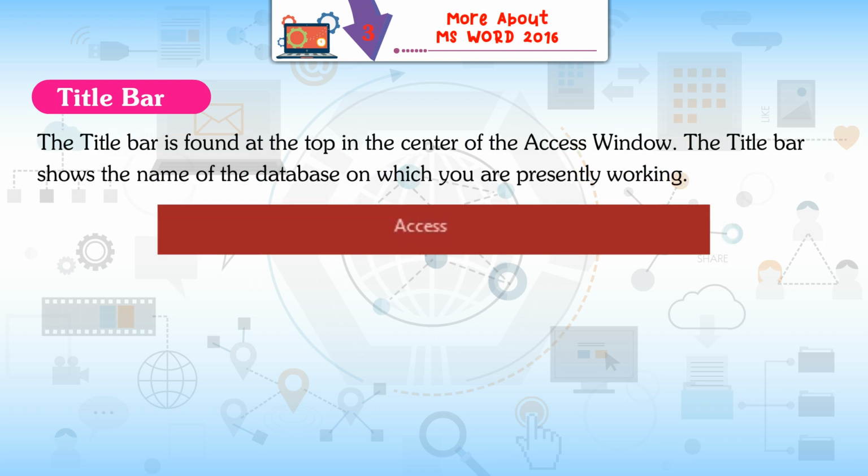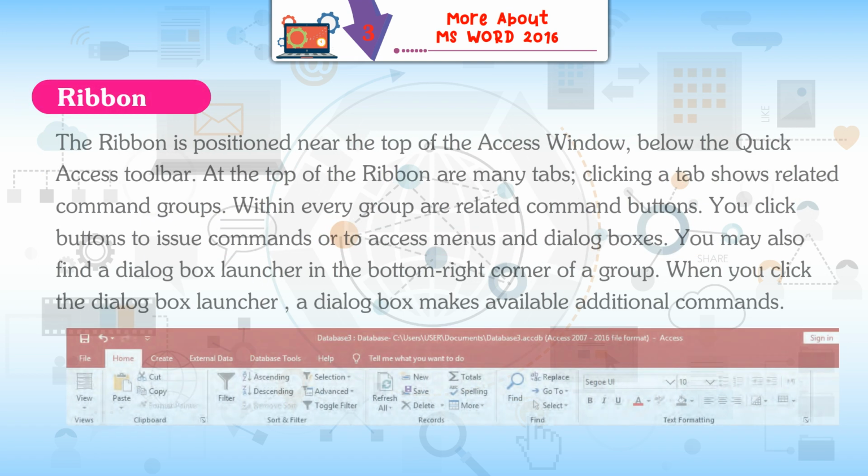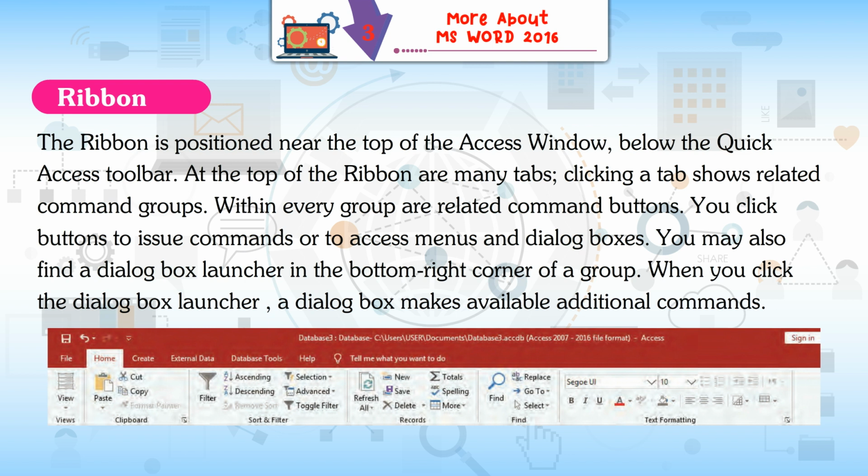The title bar is found at the top in the center of the Access window. The title bar shows the name of the database on which you are presently working. Ribbon. The ribbon is positioned near the top of the Access window below the Quick Access Toolbar.